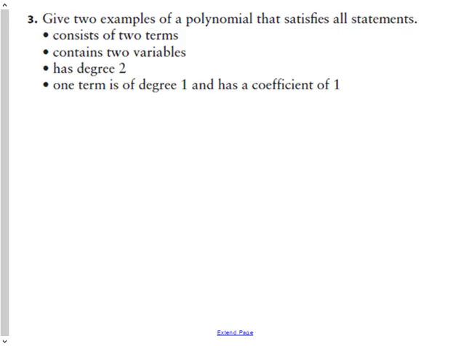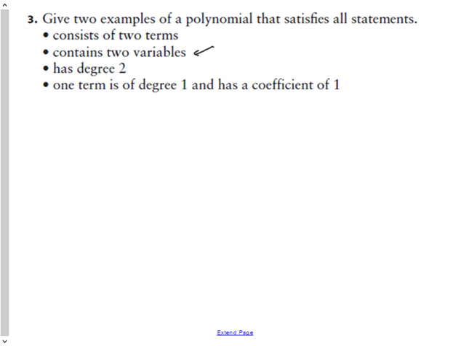Question 3 says, give 2 examples of a polynomial that satisfies all statements. Consists of 2 terms, so we need a binomial. Contains 2 variables. Now this is kind of weird because people think an x squared and x can be 2 different variables. I think it probably means x and y, but since we've never used 2 variables in anything we've ever done up until now, it seems weird to ask that, but we'll try it anyway. Has a degree of 2, and 1 term is of degree 1 and has a coefficient of 1.